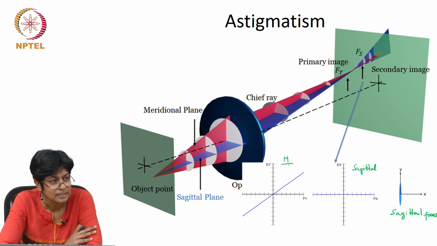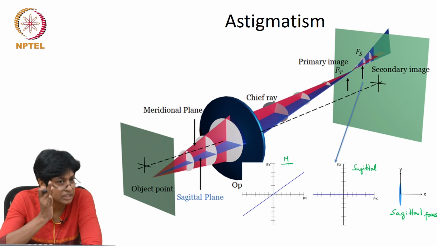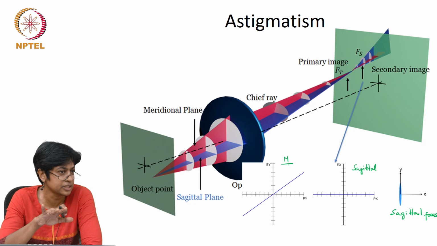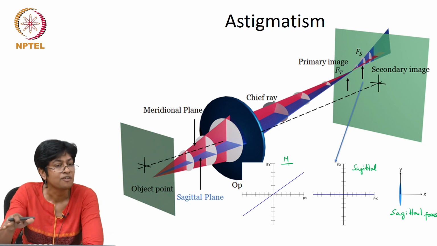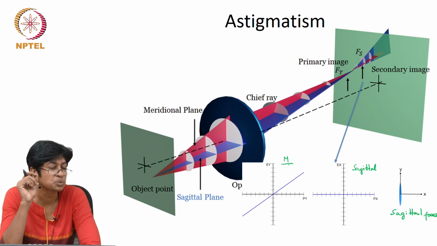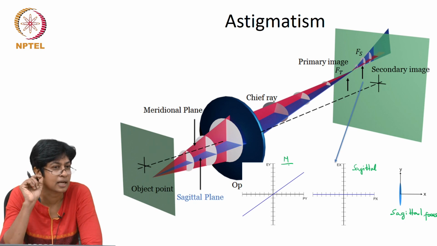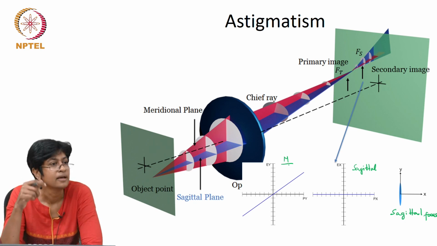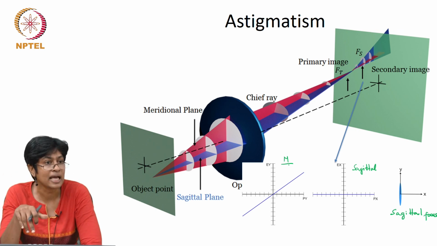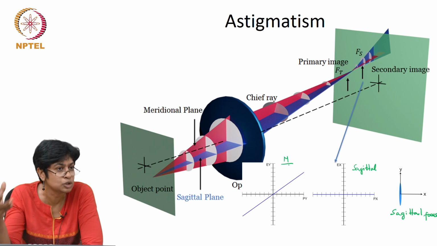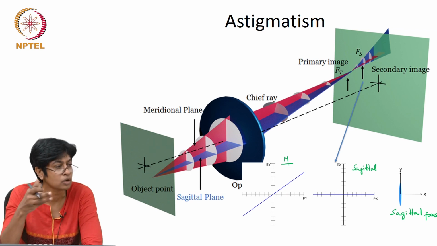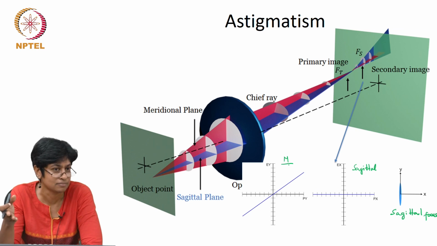Is that clear? Take some time and picture it. Once you picture it, it's pretty straightforward. Once you see this fan of rays, which is why it's so important to get your definitions and understanding of the meridional and the sagittal rays. Now you see, if you understand what those rays are, this aberration becomes easy to picture, because you know we're talking about the fan of rays in a particular plane, right?